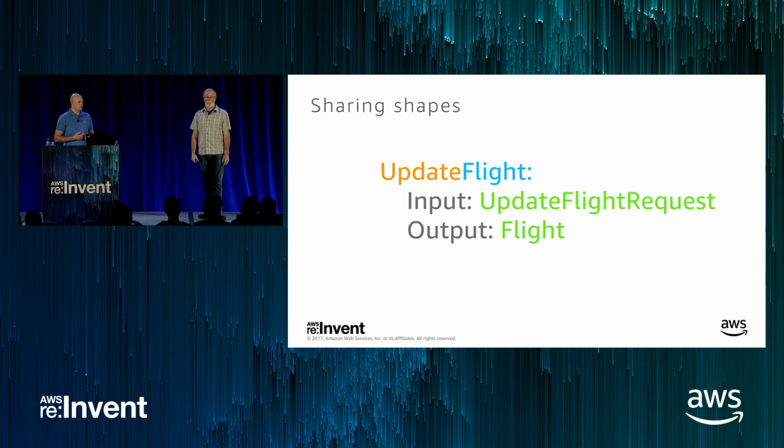So what we generally recommend here is go crazy. Create a shape for every use. Don't try to share shapes between input and output, because things may not be appropriate in either one of those directions. Avoid sharing shapes across API operations and even across APIs. One thing you can do is use flight as part of the update flight request, or you could switch this around and have an update flight response that contained the metadata as well as a flight. So you can use containment to help with that.